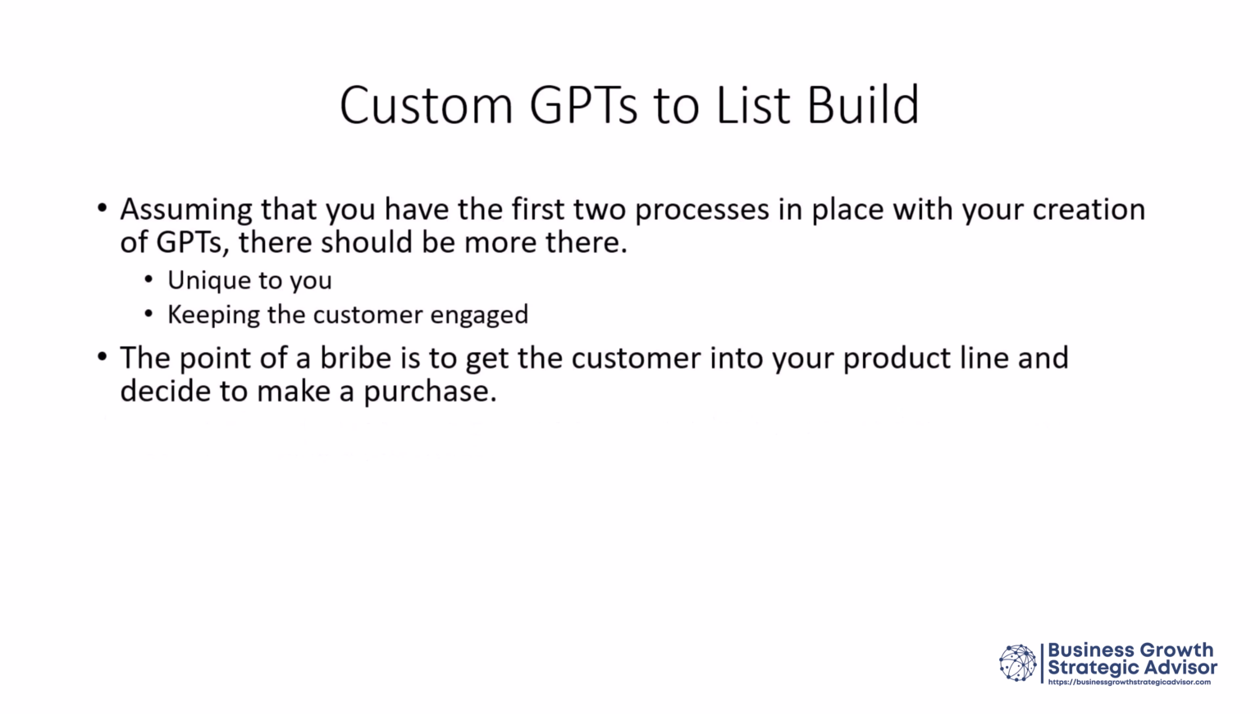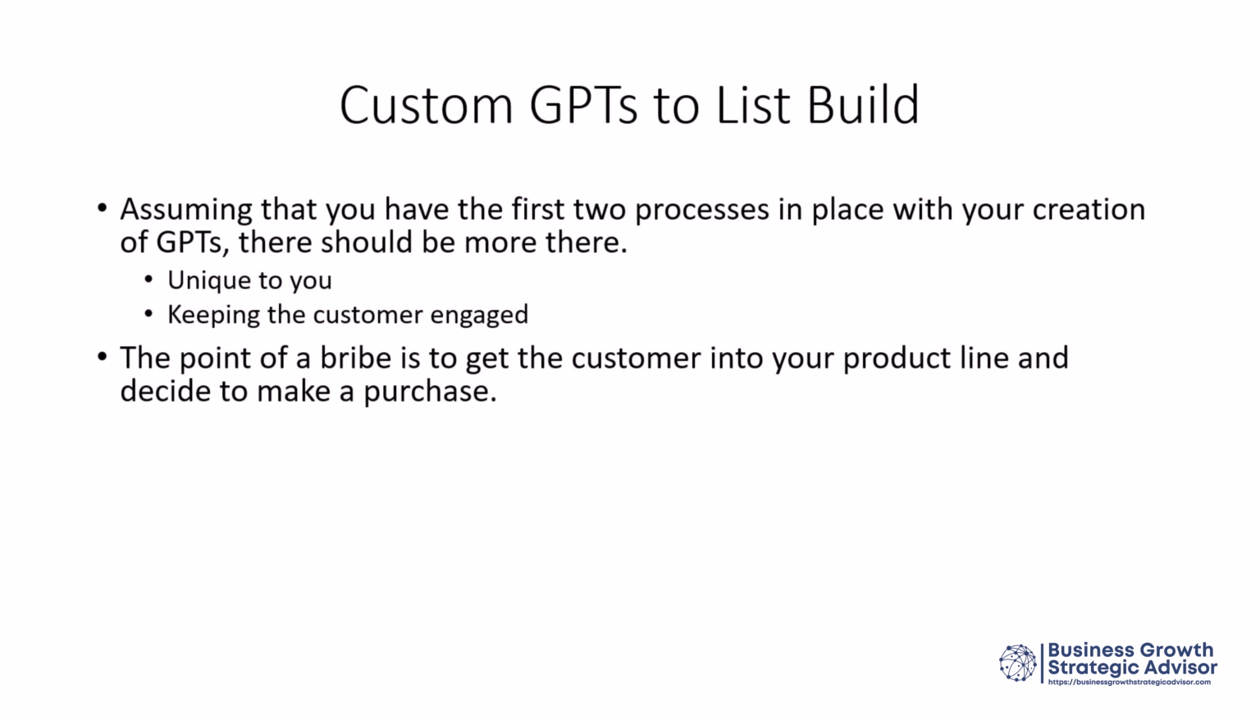Now, the point of an opt-in bribe. What's the point of an opt-in bribe? It's to get the customer into your product line and decide to make a purchase. Here's something that information marketers, quite frankly, have kind of forgotten in a rush to teach that you need to have an opt-in bribe. Just to get somebody on your list means nothing. Well, we don't want to have people on our list. That's not the point. The point of getting people onto our list is to get them into the product line. So you've got to follow through.